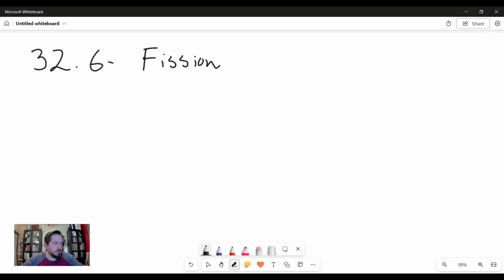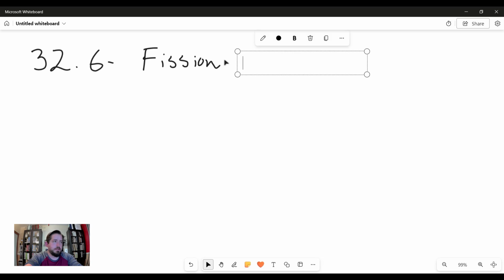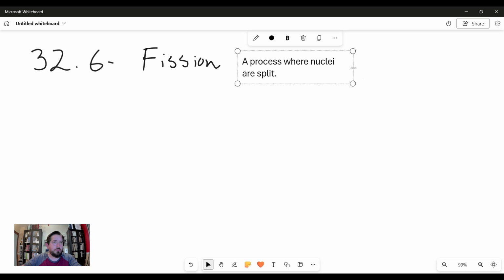All right, welcome back. We are now in 32.6, which is fission. So fission is, I think I can do this and make stuff legible, if I can type, a process where nuclei are split.